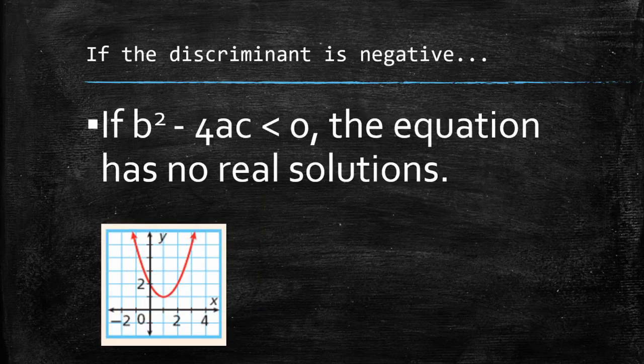And if the discriminant is negative, or the b squared minus 4ac ends up being less than 0, then there are no real solutions, and you'll get a graph that floats above or below the x-axis but never actually crosses it.